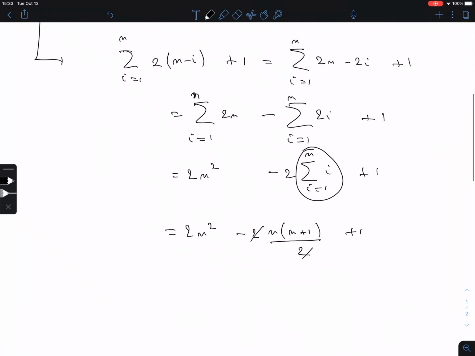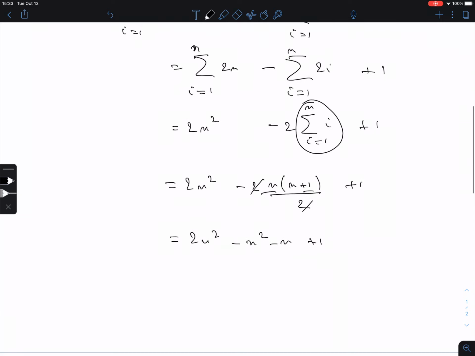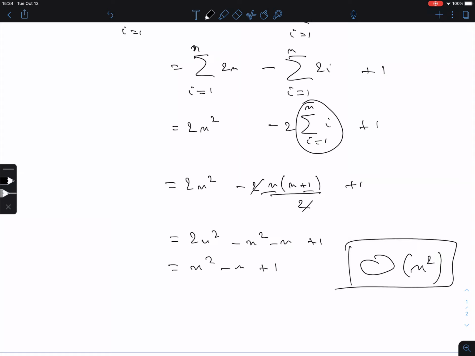So what do we have now? We have 2n squared and then minus n squared minus n plus 1, right? Because this minus n squared and this minus n. So we get n squared minus n plus 1. Now, the whole big O of this is just n squared. The lower terms don't matter.